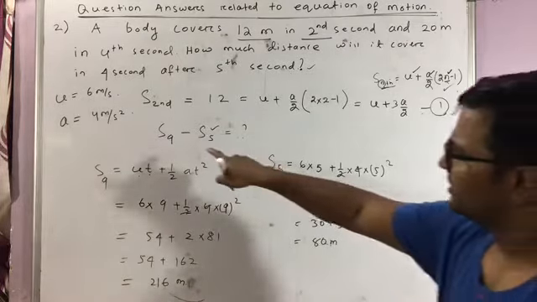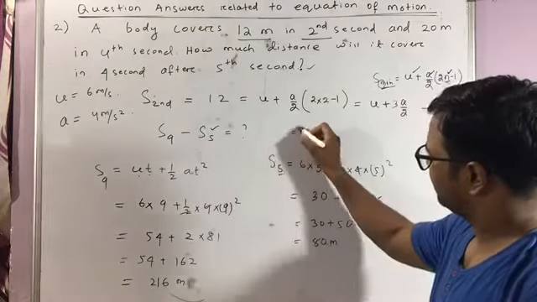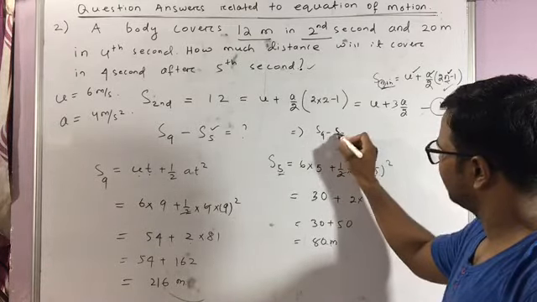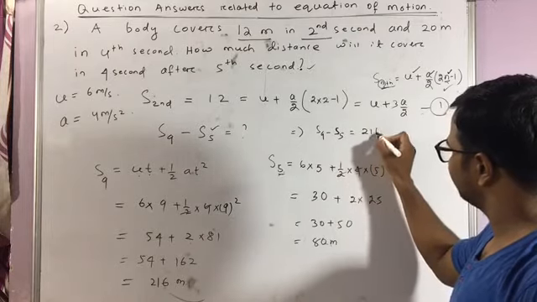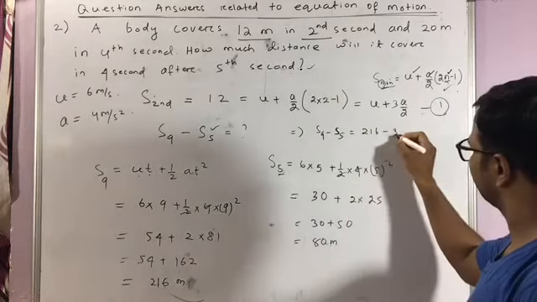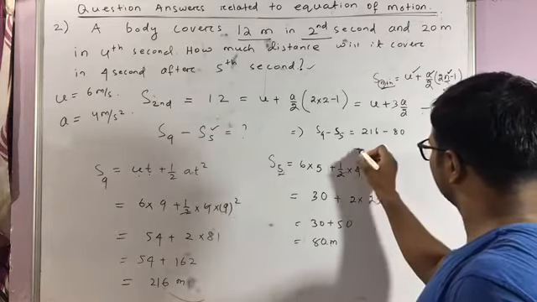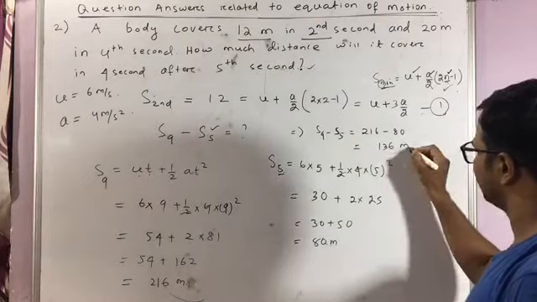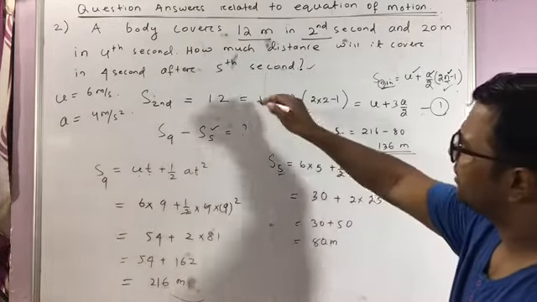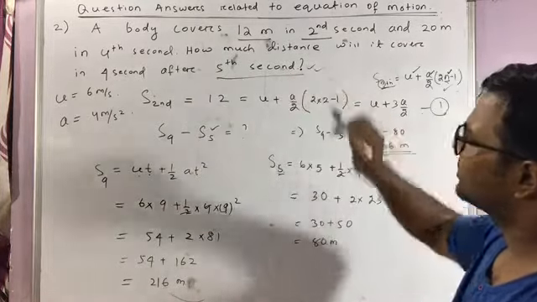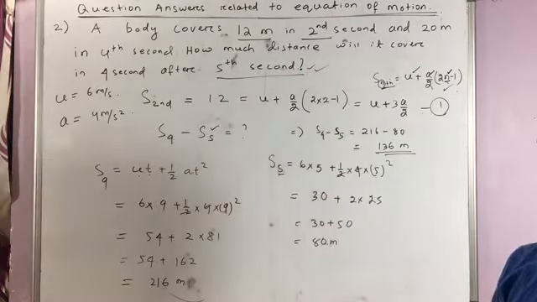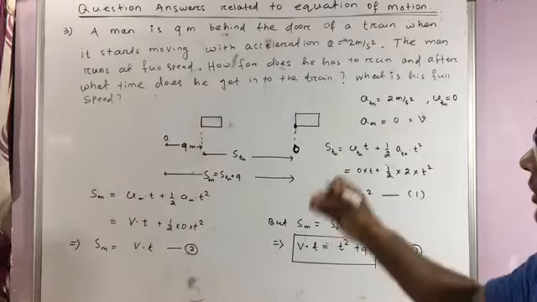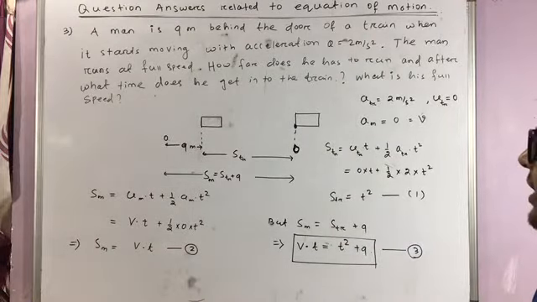Now our answer is S9 minus S5, which is 216 minus 80. So which should be 136. So 136 meter is the distance covered during this time. So this is the second typical question that you need to understand, students. Okay. Let us solve a tricky question, simple but tricky.